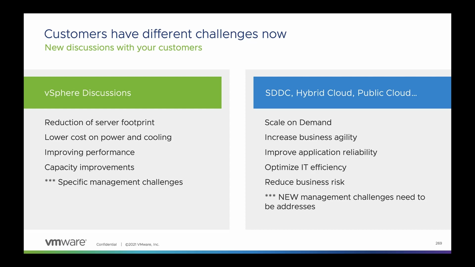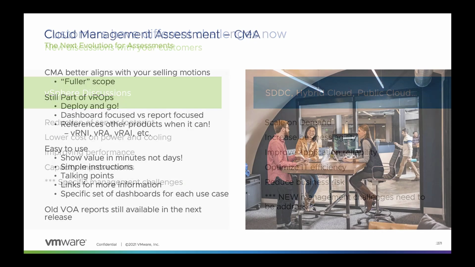We're having different discussions now. Our customers have different challenges, and we need to have the flexibility to change with our customers. So now we need to talk about increasing demand, being able to scale, optimizing efficiency, and still reducing our risk, but it's not just vSphere risk anymore. We're looking across multiple clouds. We have these multi-cloud environments that we need to talk about. And that's why we created the Cloud Management Assessment.